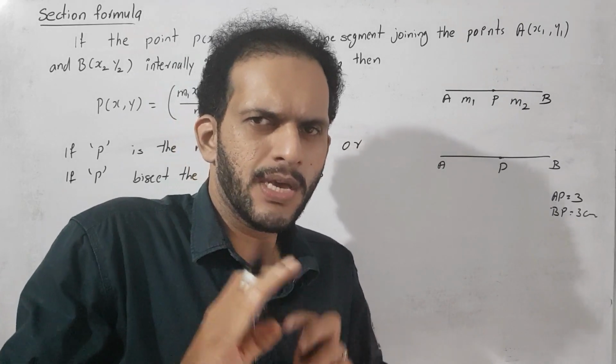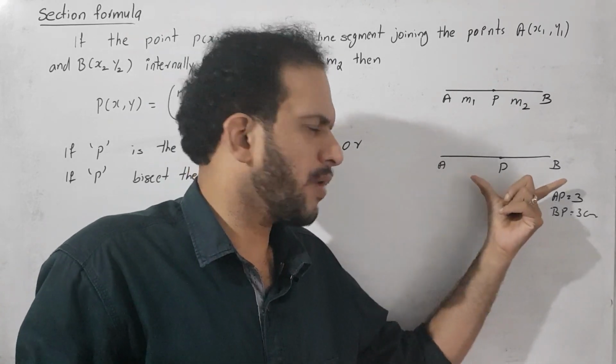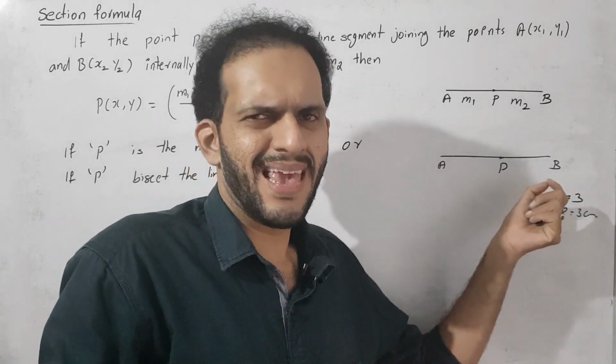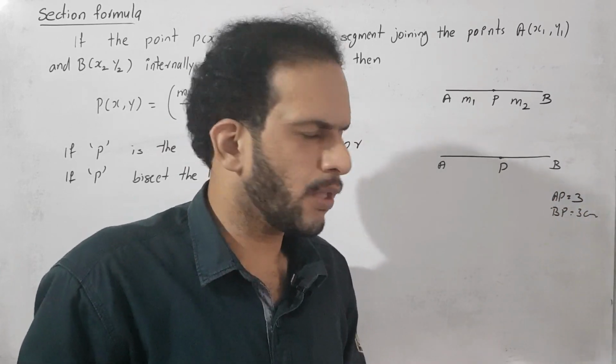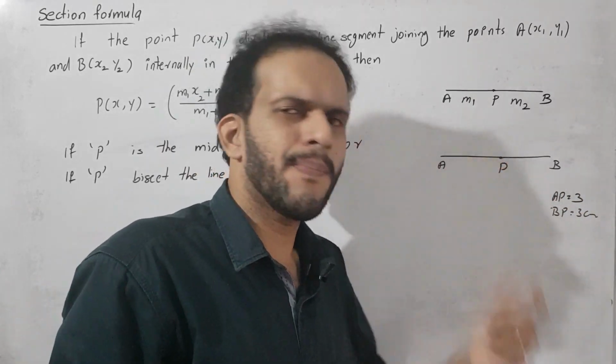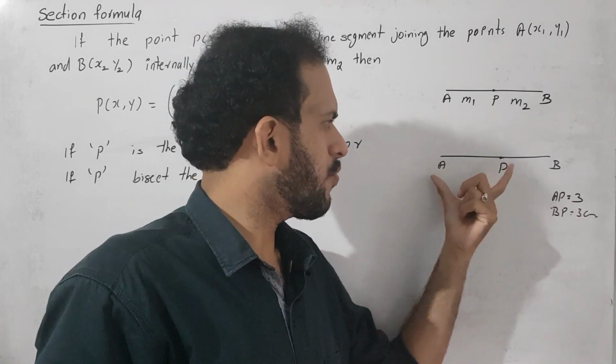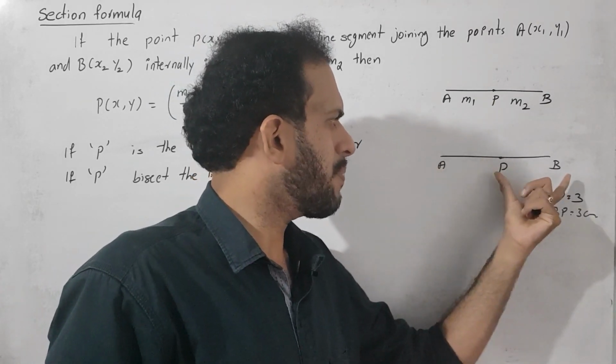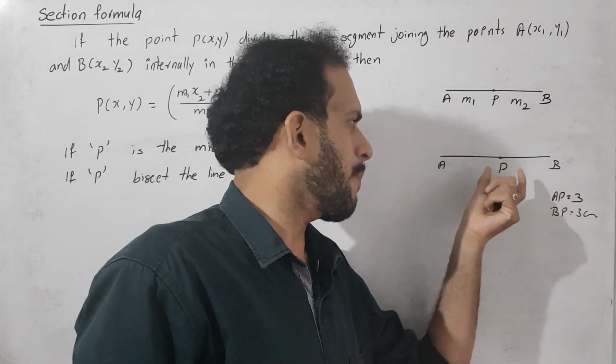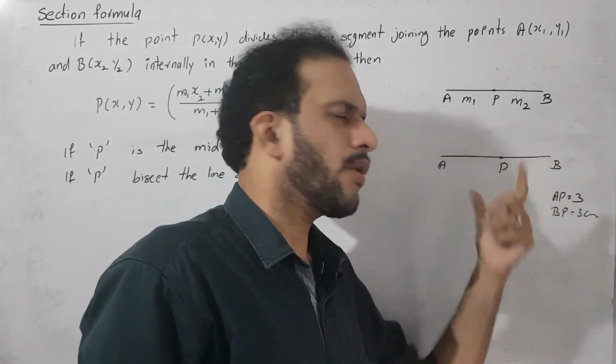If we are given like this, P is the midpoint of AB, or P is bisecting AB, the idea is the same. In both cases we get the values of AP and PB equal. That means in both cases P is the midpoint of AB.